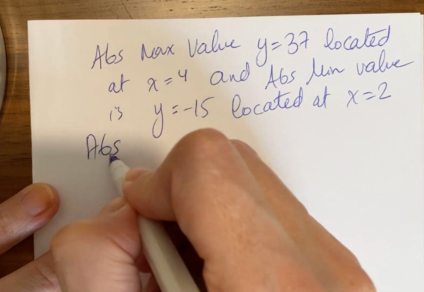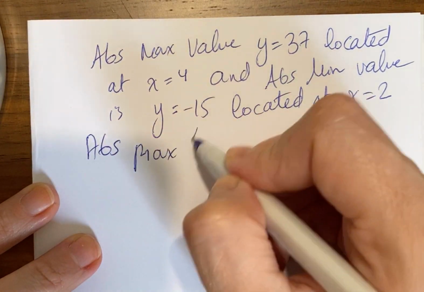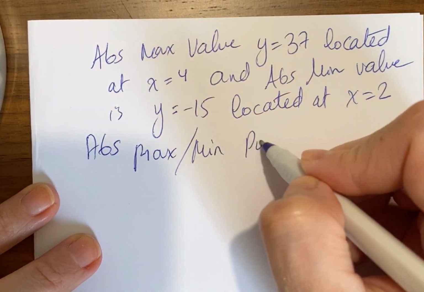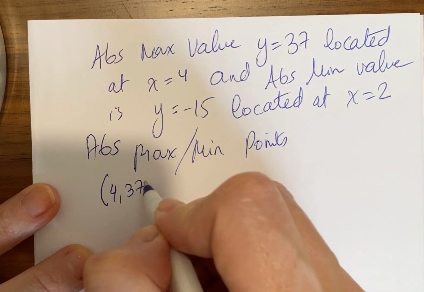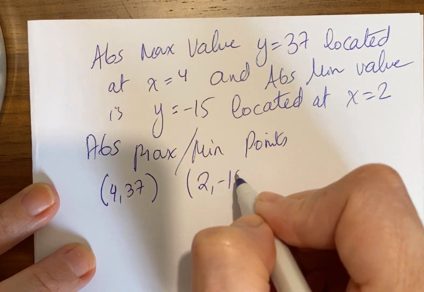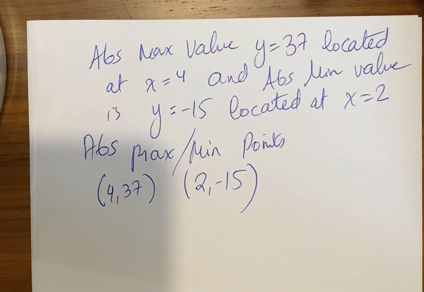The absolute maximum and minimum points are (4, 37) and (2, -15). This is if you want to just understand the mathematical language that we use. Let me give you another example.